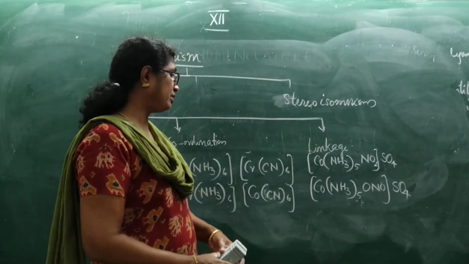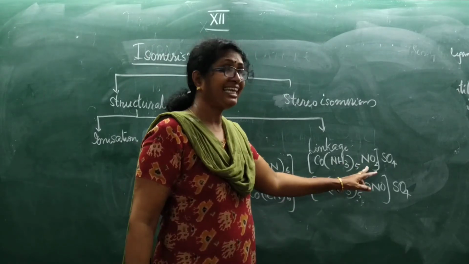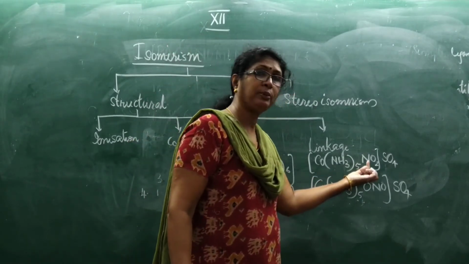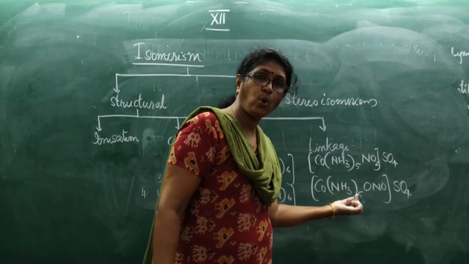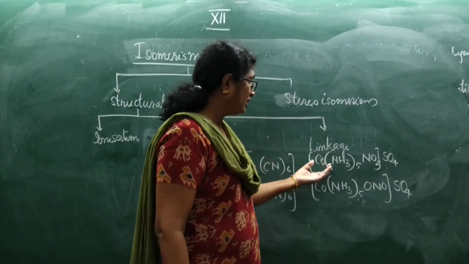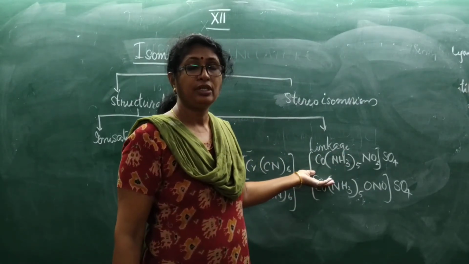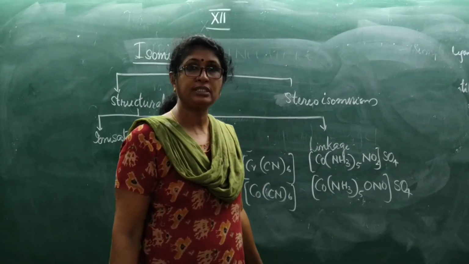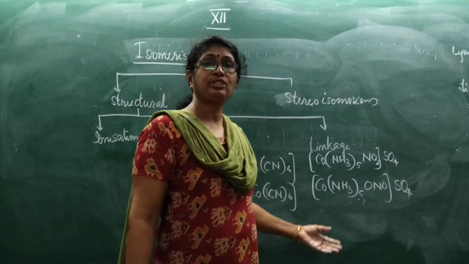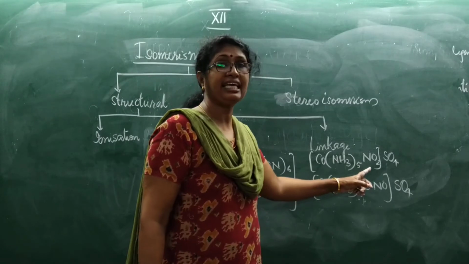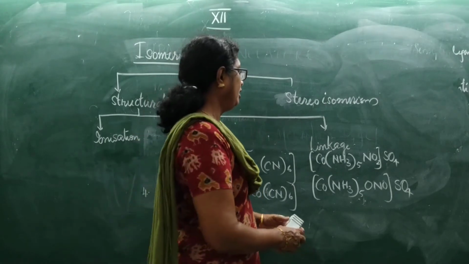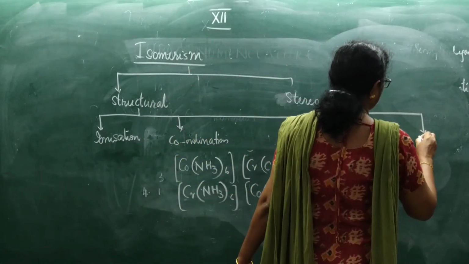See these compounds. Both have the same molecular formula. But here, NO2 and ONO are ambidentate ligands. Here the point of attachment is N. Here the donor atom is O. This is nitrito-N and this is nitrito-O. So these two are the linkage isomers. So linkage isomerism is shown by the compounds in which one of the ligands is an ambidentate ligand. Then only it can show linkage isomerism. The linking donor atom will be different. So this is the linkage isomerism shown by coordination compounds.